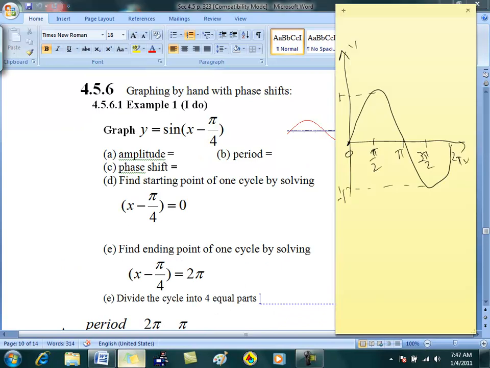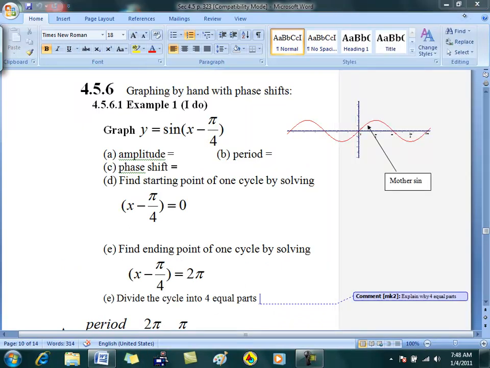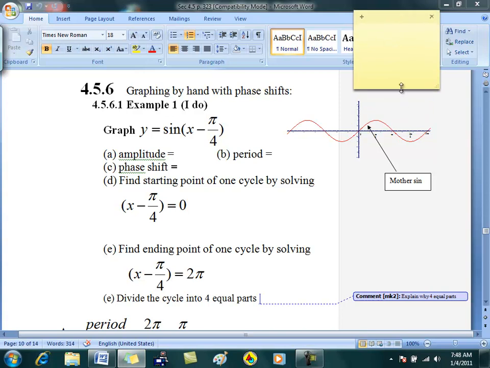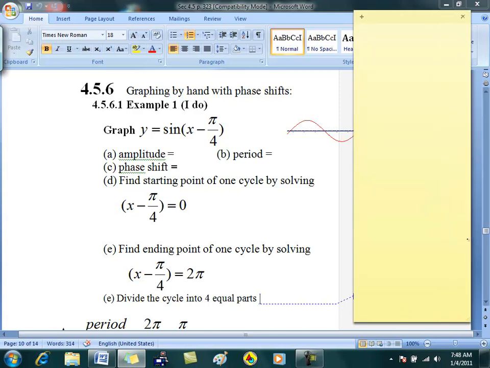So what I want to do is graph this function, sine of x minus pi over 4. I'm asking you what the amplitude is. What's the amplitude, someone? 1. It's the number that is in front of sine. When there is no number, it's implied to be 1. Someone tell me what the period is. 2 pi. What's b equal to in that equation? 1. B is the coefficient of x. So period is 2 pi over b, which is 2 pi.